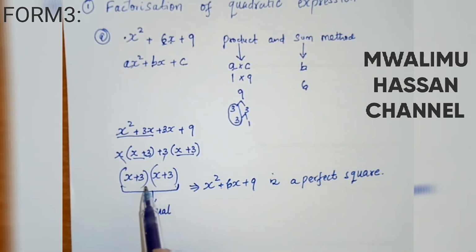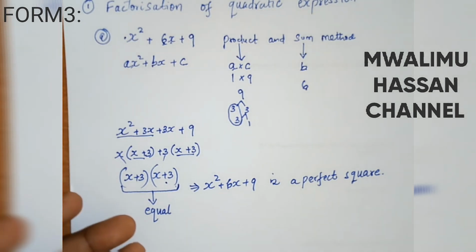What happens if the two factors are not equal? Then if the two factors are not equal, that means the expression is not a perfect square. So that's how you are supposed to factorize an expression and tell whether the expression is a perfect square or not. So let us stop there, and thank you very much.